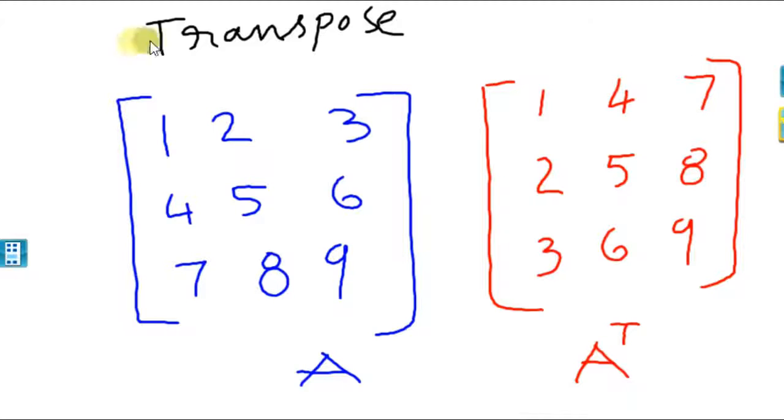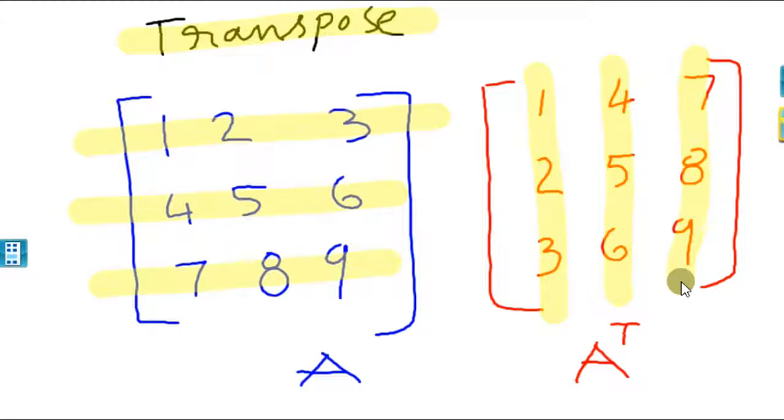Transpose of a matrix. The transpose of a matrix A is a new matrix obtained by interchanging the rows and columns of the original matrix A. For example, here the row 1, 2, 3 becomes the column 1, 2, 3. Row 4, 5, 6 elements become the column elements. Third row elements become third column elements. This is denoted by A^T with a superscript T on the original matrix.